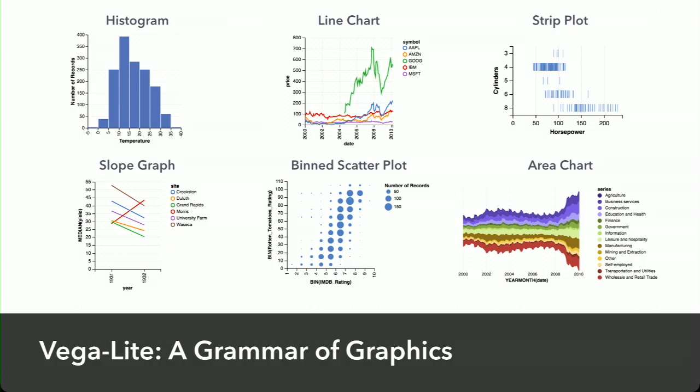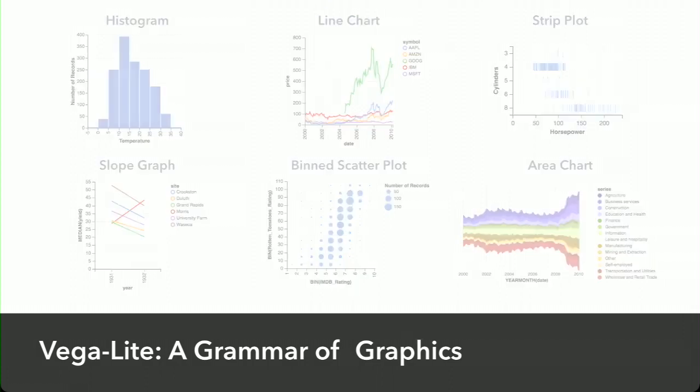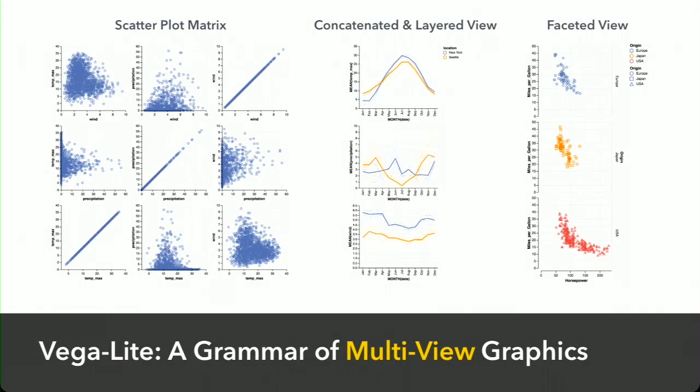That is, not just taking individual charts and stringing them together separately, but rather having a combined specification that allows us to build multi-view graphics. Whether it's things like a scatter plot matrix, where we look at all pairwise projections of a data set as a set of scatter plots, concatenated and layered views that might allow us to repeat variables to see how they differ, or faceted views where we subdivide the data and then create multiple plots for those different subsets. These are critical parts of creating effective exploratory graphics.